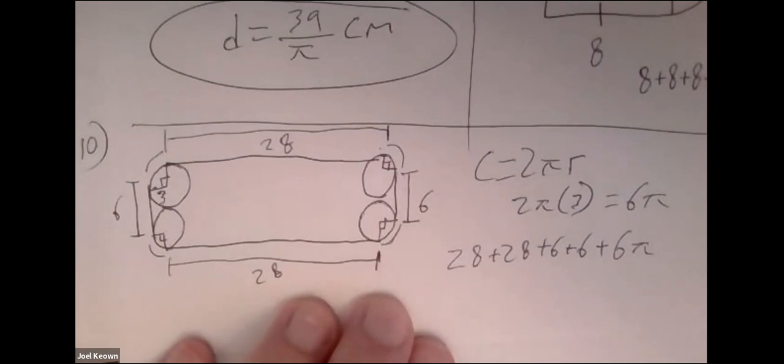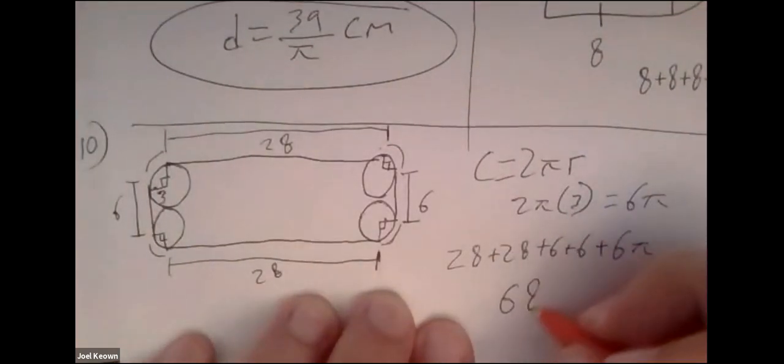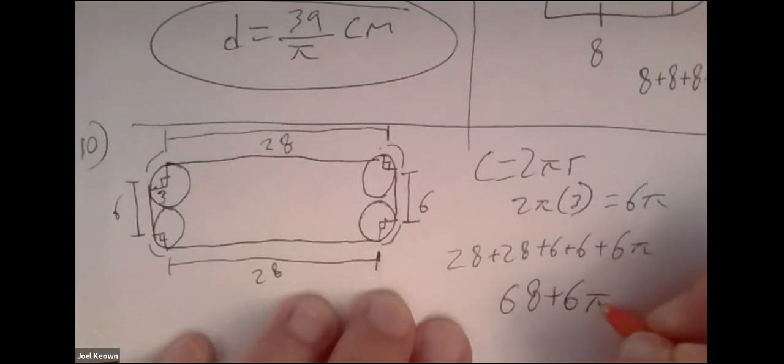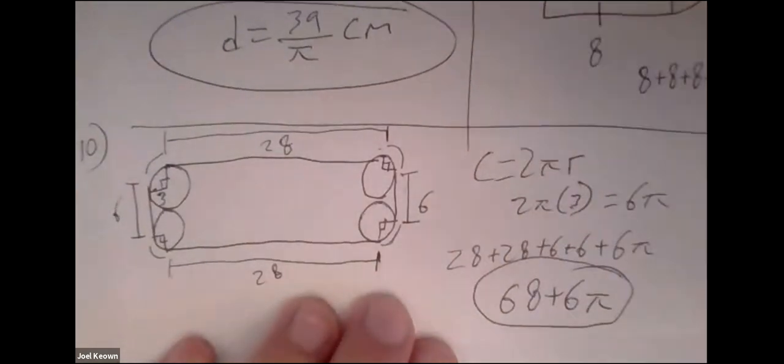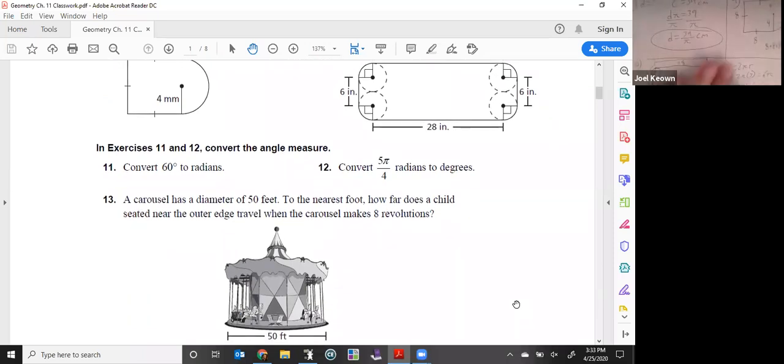I have 28, use my calculator. 28 plus 28 plus 6 plus 68 plus 6. All right. What's next?